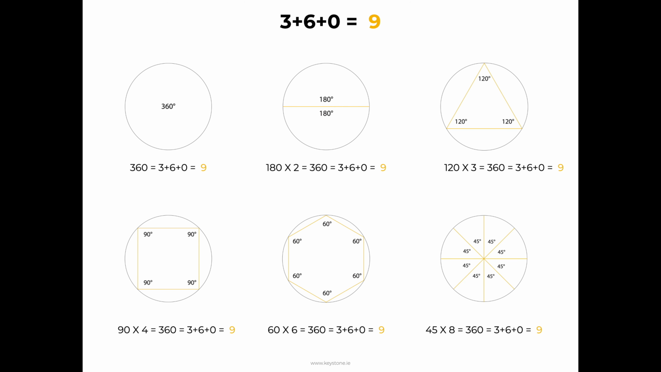Regular shapes go back to 9 as well. If we take a circle, 360 degrees goes back to 9. Split it in half, 180 degrees, 9 and 9. If we form a triangle, 120 degrees by 3, 369. A square, total of its angles, 369. 3, 6, 0, and 9, the 4 golden numbers. Same with a hexagon, same with when we split it into 8. So 9 is an extraordinarily important number.